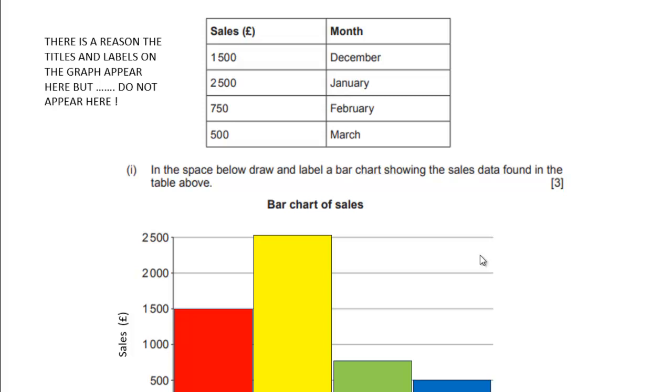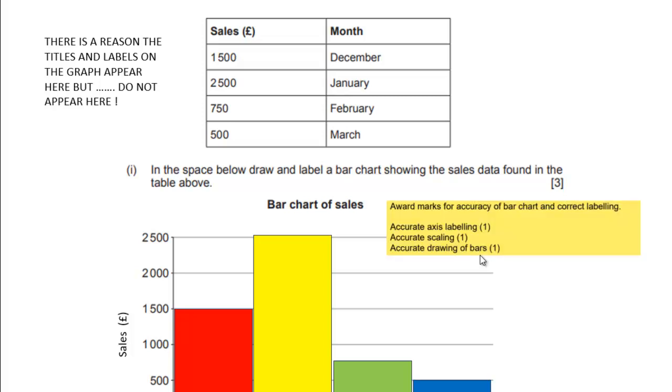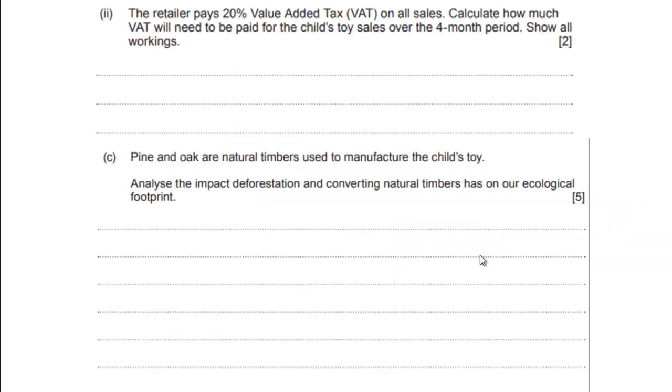So let's have a look at the next part of the question. So the next part of the question looks like this. So just on here we've got the accurate, so this is actually off the mark scheme, where we've got the accurate axis, we've got the accurate scaling, and we've got the accurate drawing of bars, and that's where we would have got 3 marks from. So I've just placed that in just so you can see where the mark scheme is. So everything we've just showed you about doing the axis is where you get the marks from, really. So let's go on to the next part of the question.